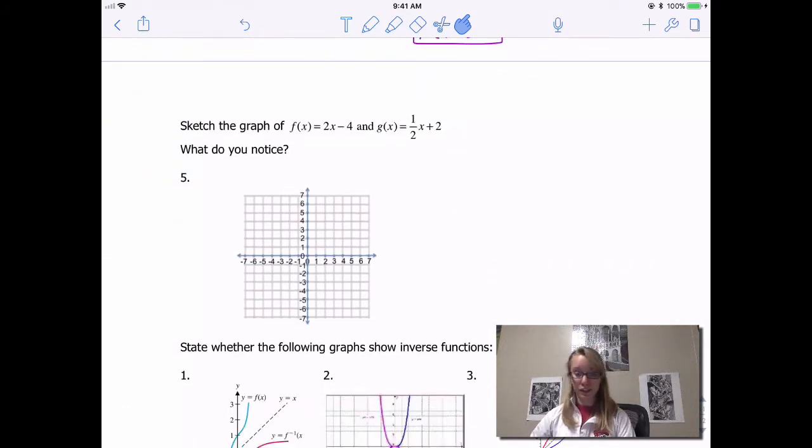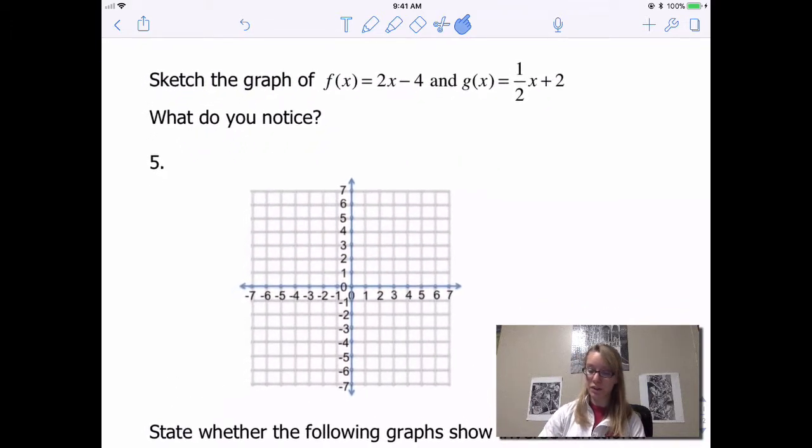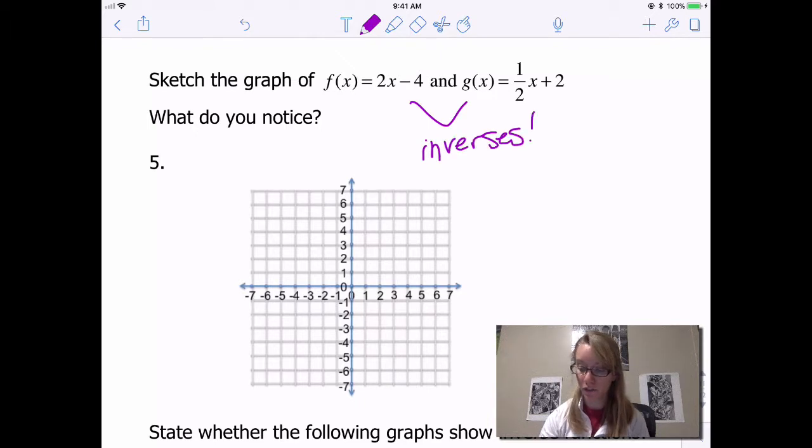The last thing that we're going to do today is talk about the graphs of inverses. So as a little bit of review, we're going to draw or sketch the graph of f of x and g of x. Right off the bat here, I'm going to tell you that these are inverses. So what we're going to look for is what relationship do they have.